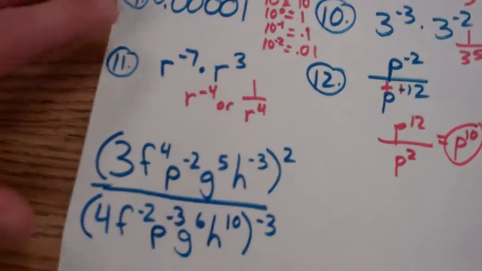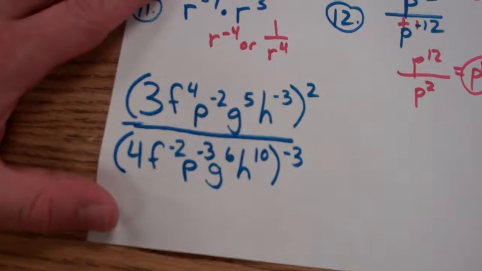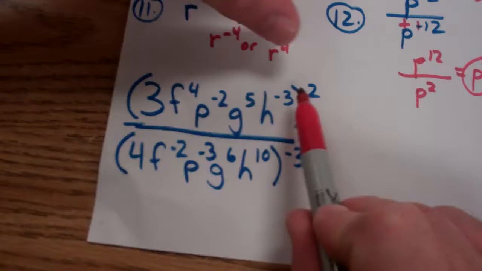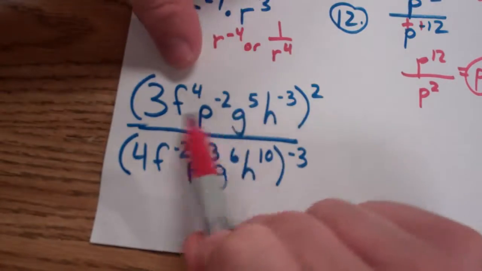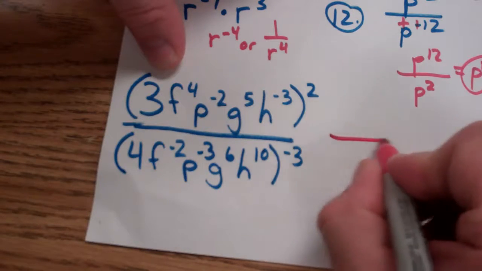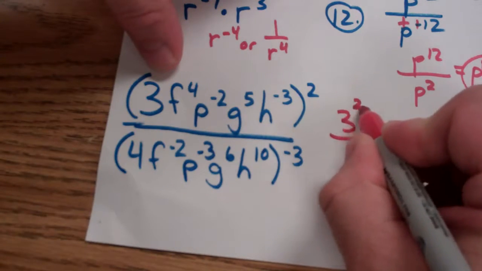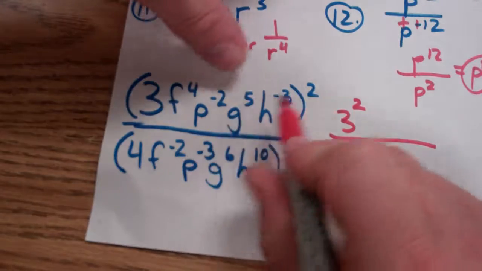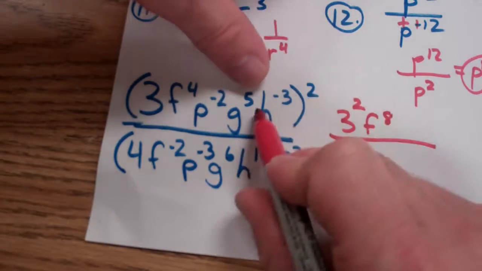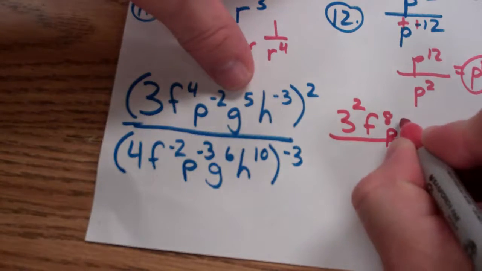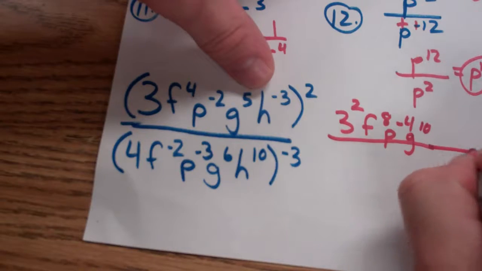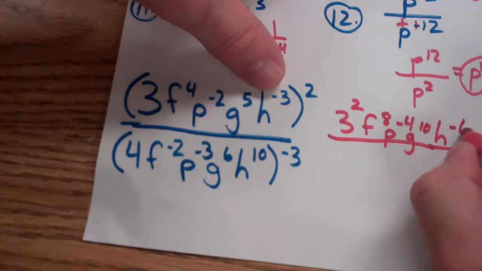So now I'm going to do one problem that has a little bit of all of the stuff that we've dealt with. All right, so I have a lot of junk here. So I'm going to remind you of the power of products. In fact, I'm just going to set one up over here. This would be 3 to the second, and I'm doing this power to all of these: f to the 8th, p to the negative 4th, g to the 10th, h to the negative 6th.